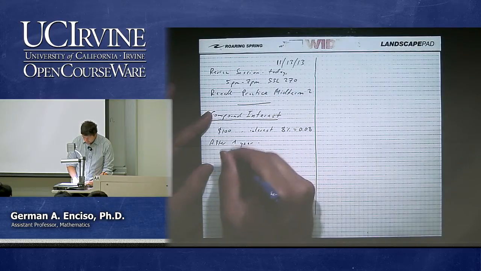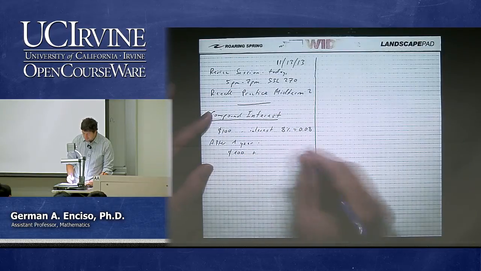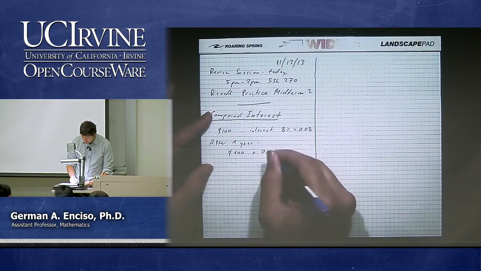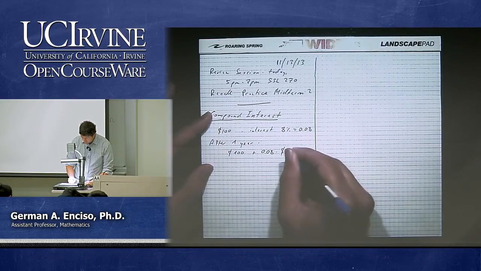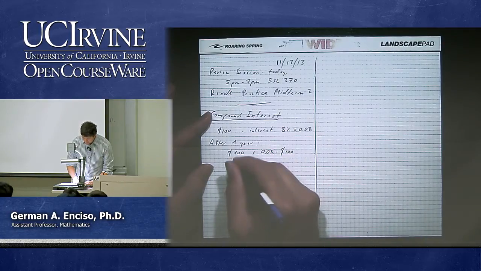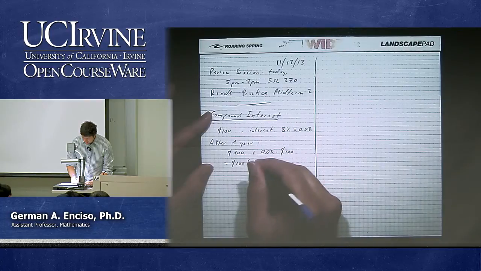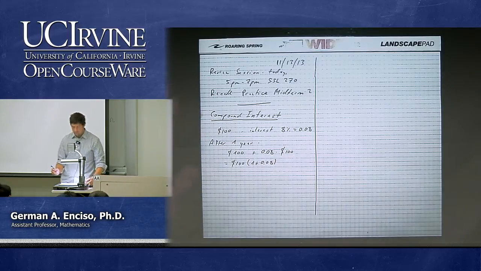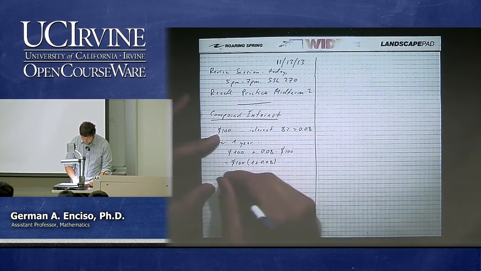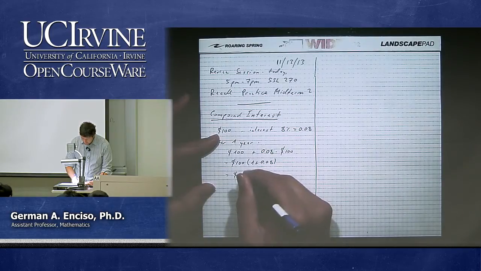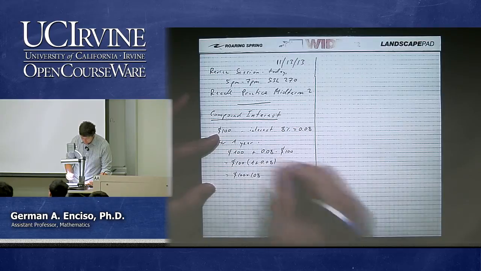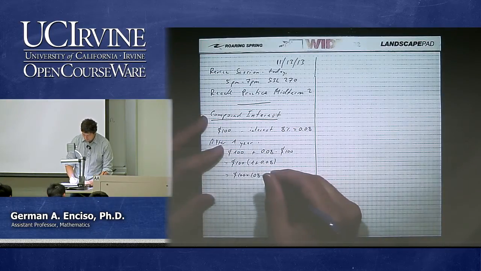So after 1 year, you have your original $100 plus the interest, which is 0.08 times $100. And that is equal to $100 multiplied by 1 plus 0.08. Or even shorter, $100 multiplied by the number 1.08. Okay, and that's $108.